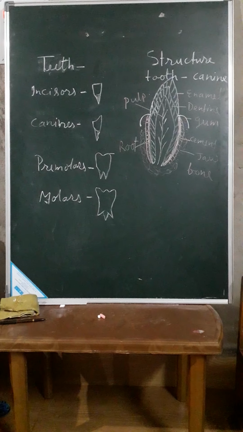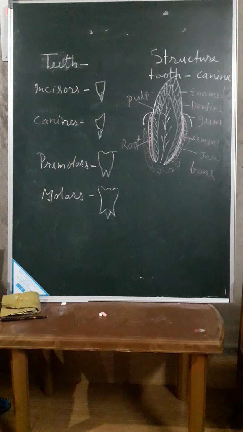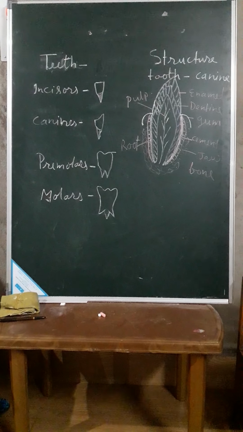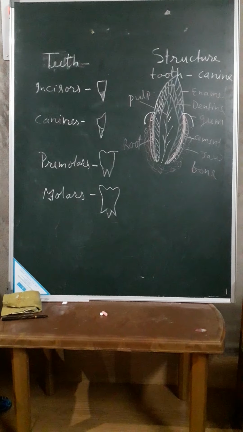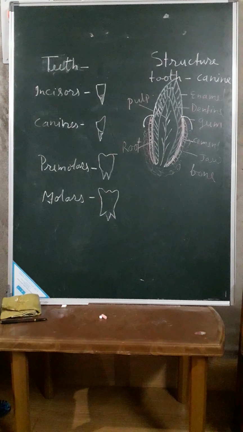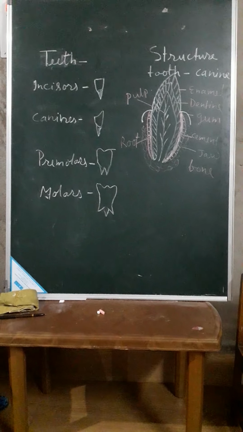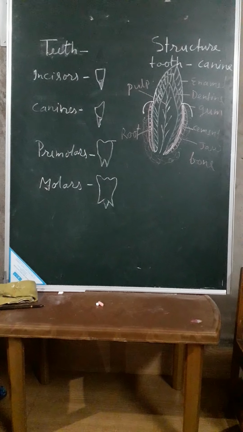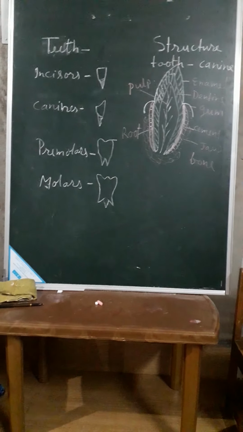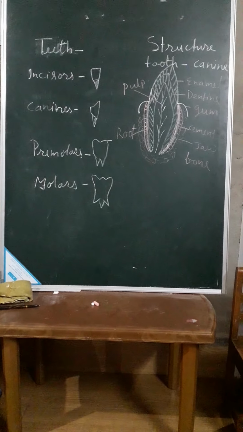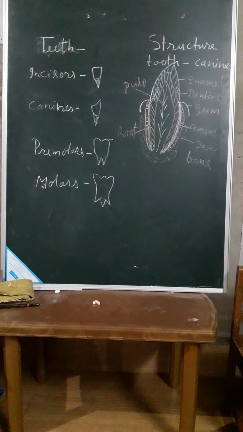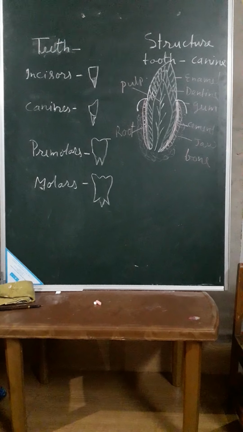Next, the structure of the tooth. Before the structure of the tooth, I would like to say that there are 2 sets of teeth in human beings. First is known as milk teeth and the second is permanent teeth.